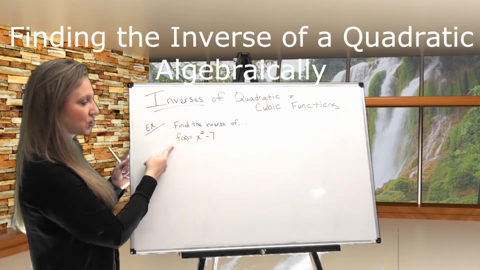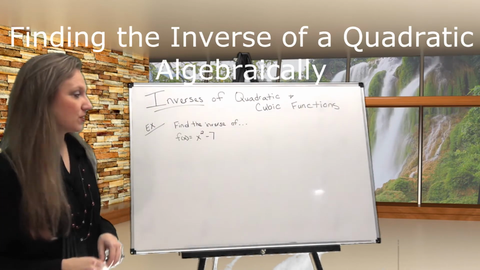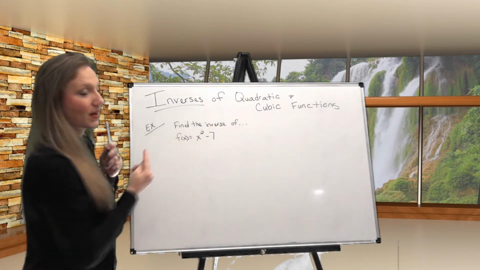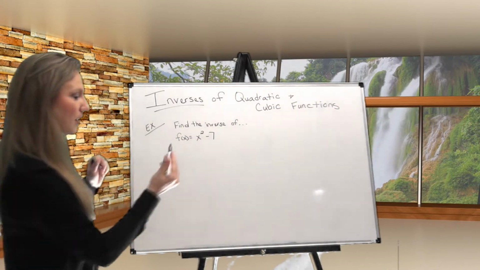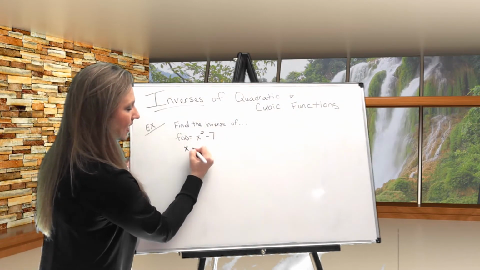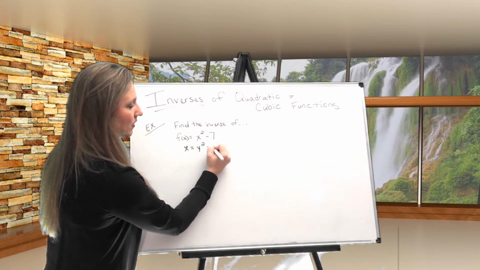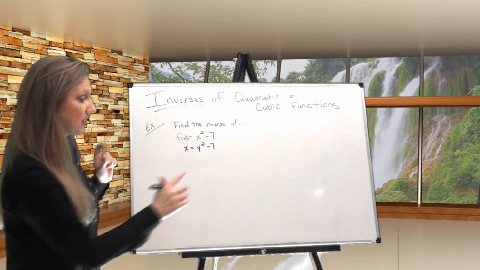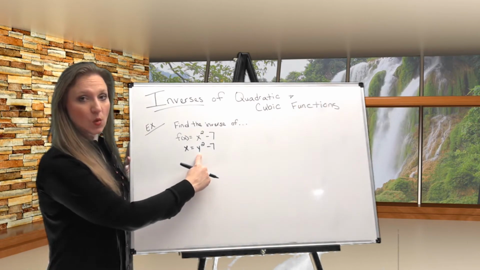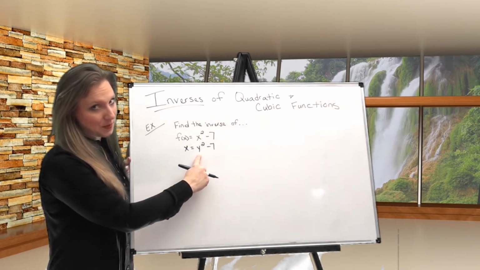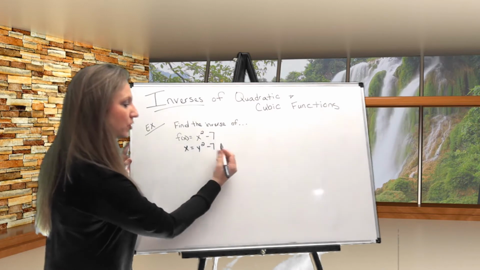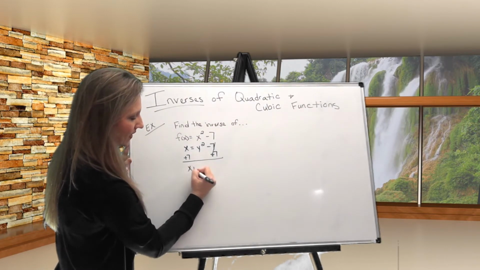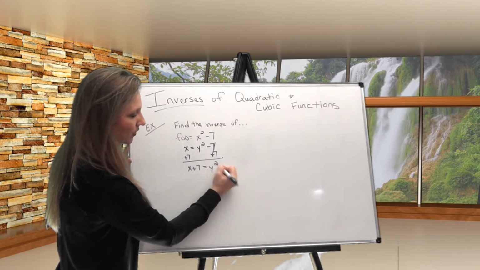So if I'm given a function like this and I want to find the inverse, I want to first switch the x and y. Keep in mind that f of x means the same as y. So I'm going to rewrite this as x equals y squared minus 7. After you switch x and y, then you want to do the algebra to get y isolated. Get it by itself. So I am first going to add 7 to both sides. So you have x plus 7 equals y squared.